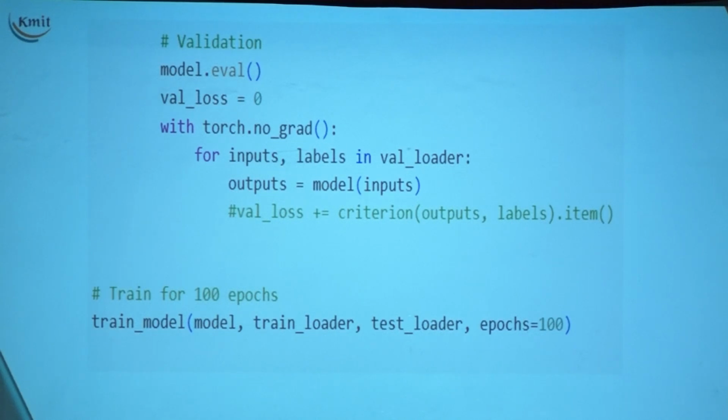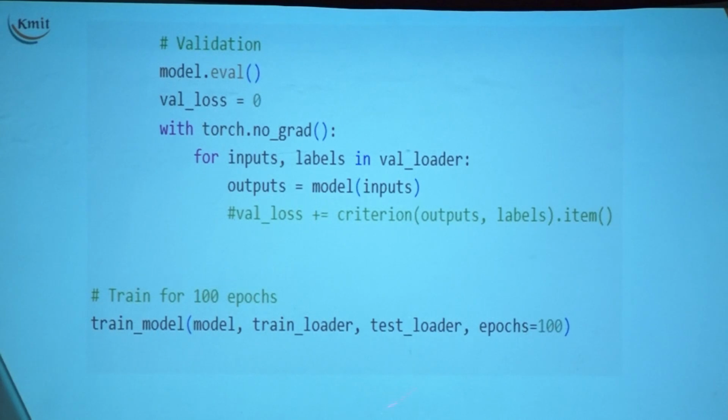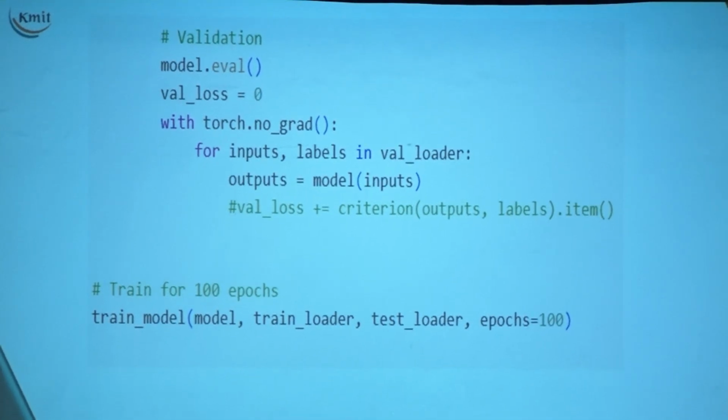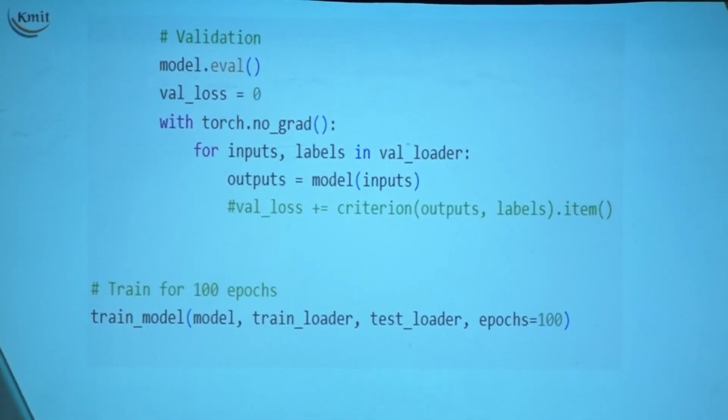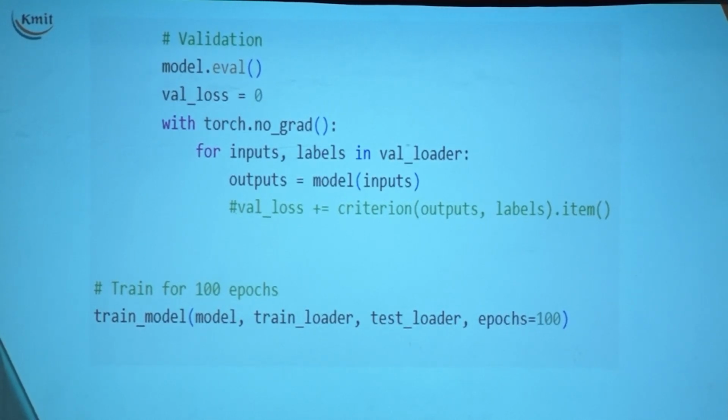Now I want to train this particular model. I am calling train_model, passing my model, passing my training data set, testing data set, and I am training this for about 100 epochs. Model building is clear enough, right? Now, shall we move ahead?